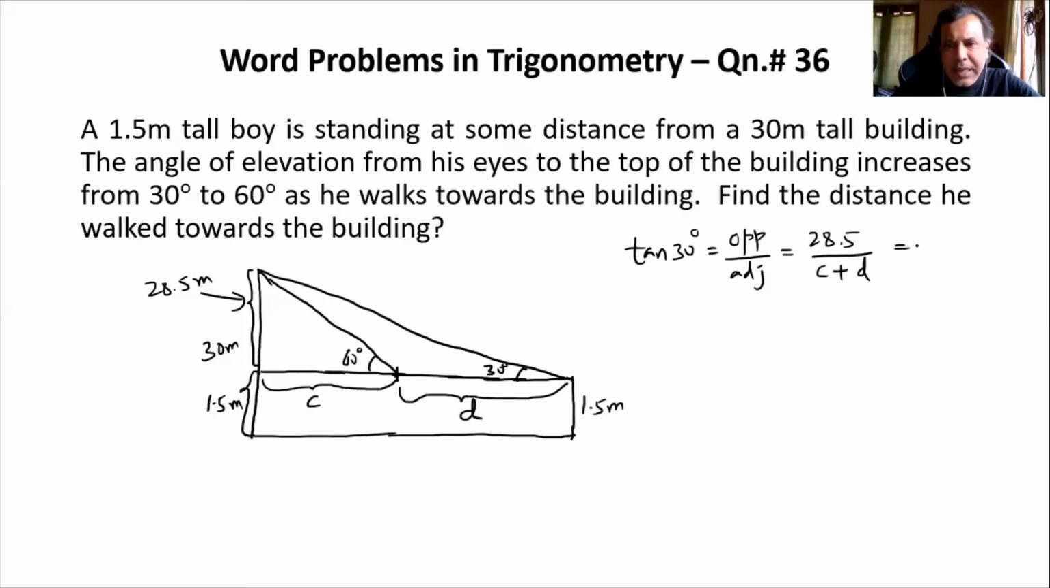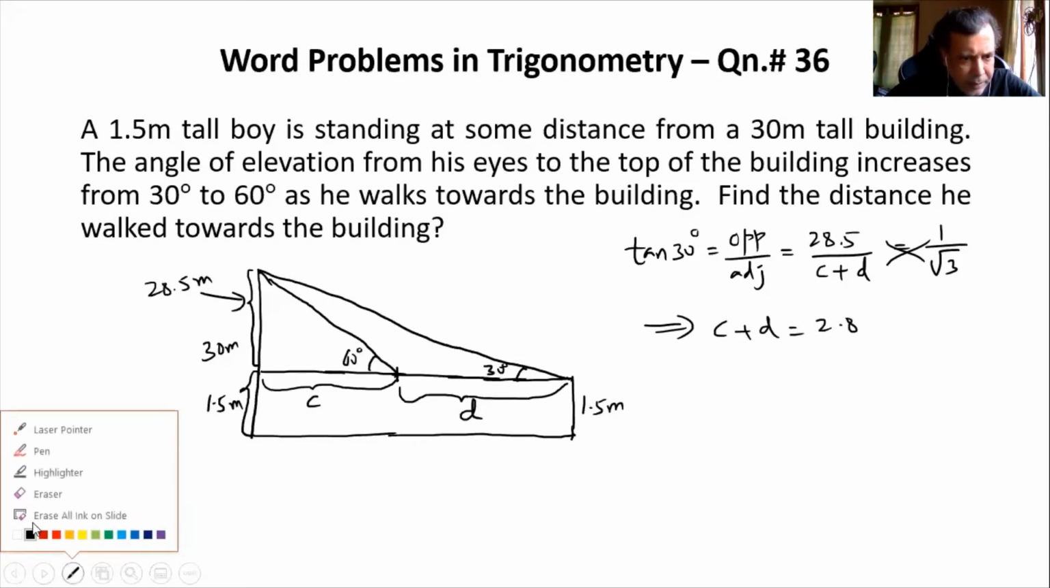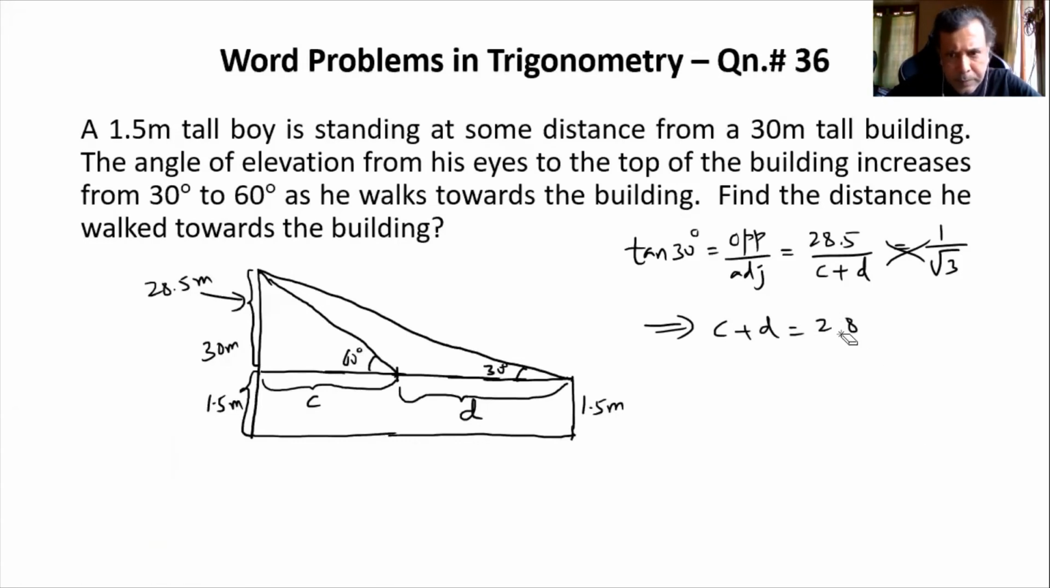What is tan 30 degrees? It is 1 by root 3. So I can do a cross multiplication and I can say C plus D is 28.5 times root 3. Let me consider this as equation 1.